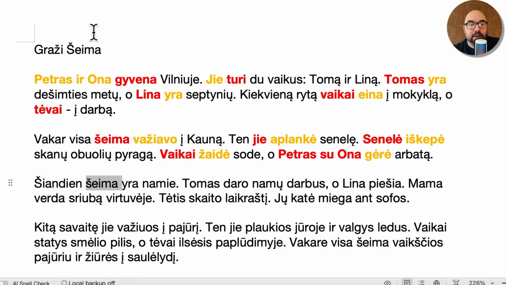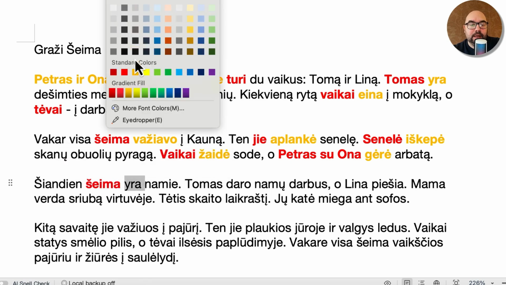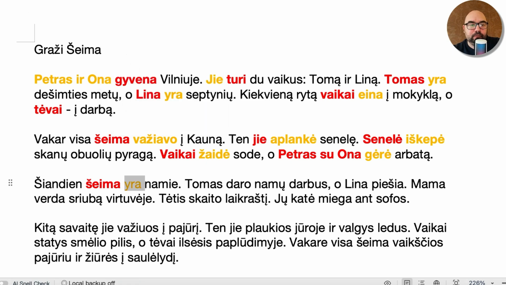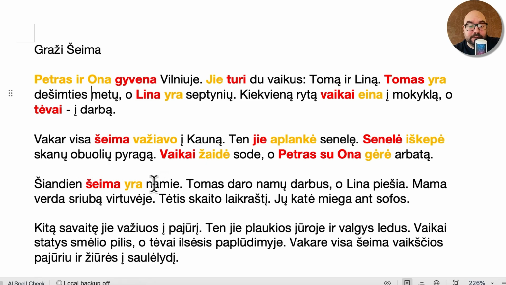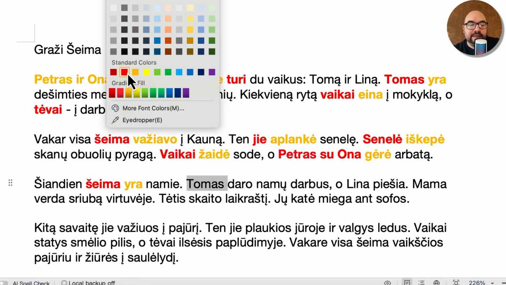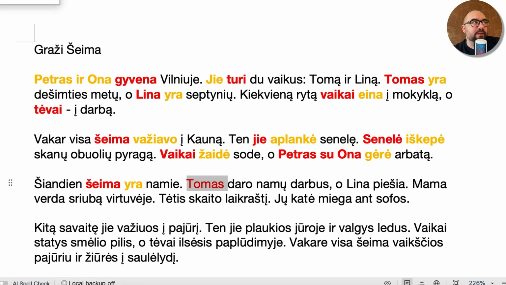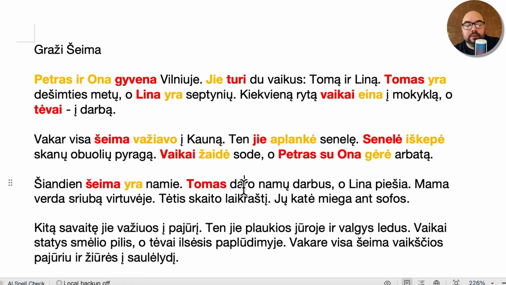Šiandien šeima yra namie. Šeima is, right? Yra. Aš esu, tu esi, that means I am, you are, but plural, yra. Plural for third person. And third person in general. Jis yra, ji yra also. Tomas daro namų darbus. Tom is doing homework. Now, in this case as well, you see, I'm translating not does, but is doing because, well, in this case, he's actually doing at the moment.